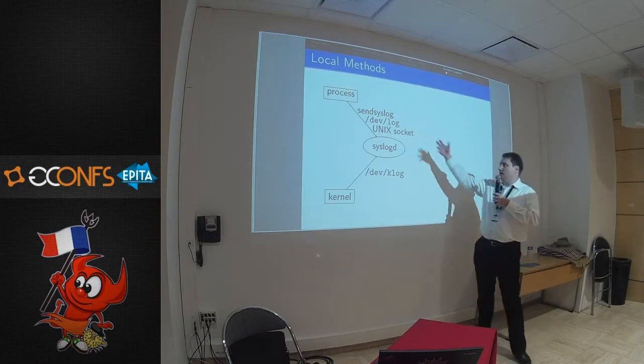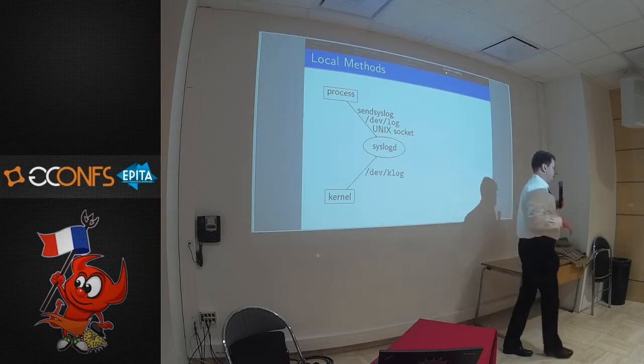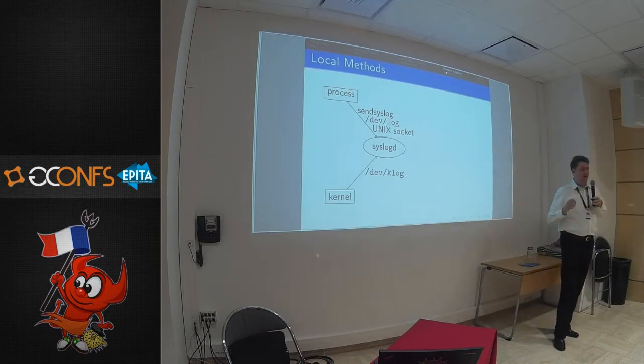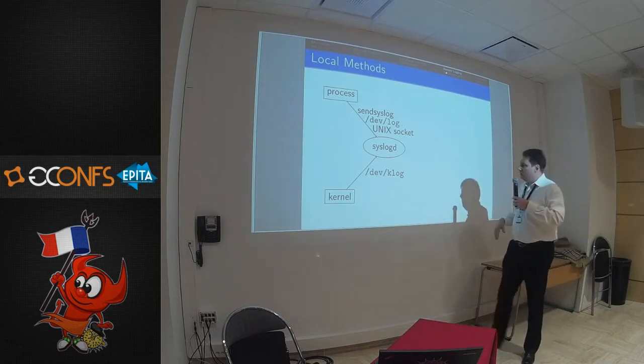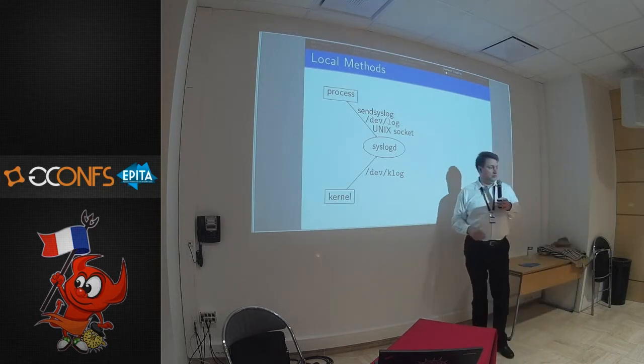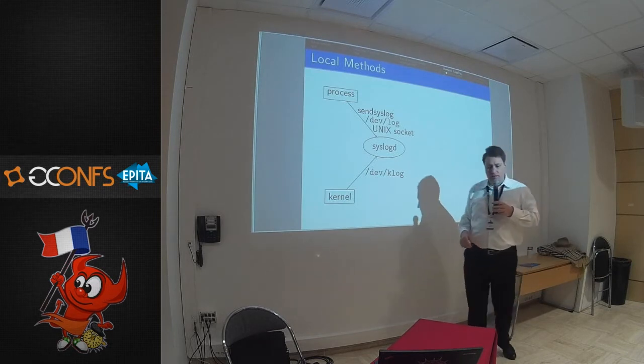And then you can add additional Unix sockets. That's basically for putting your devlog in all your change root environments. You can specify multiple of them on the command line. Say -a foo, -a bar. And then we have dev klog. That's for the messages generated by the kernel himself.